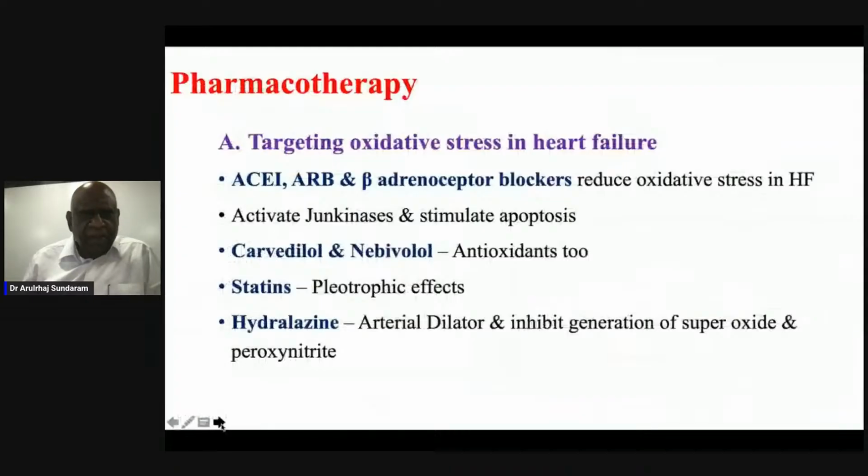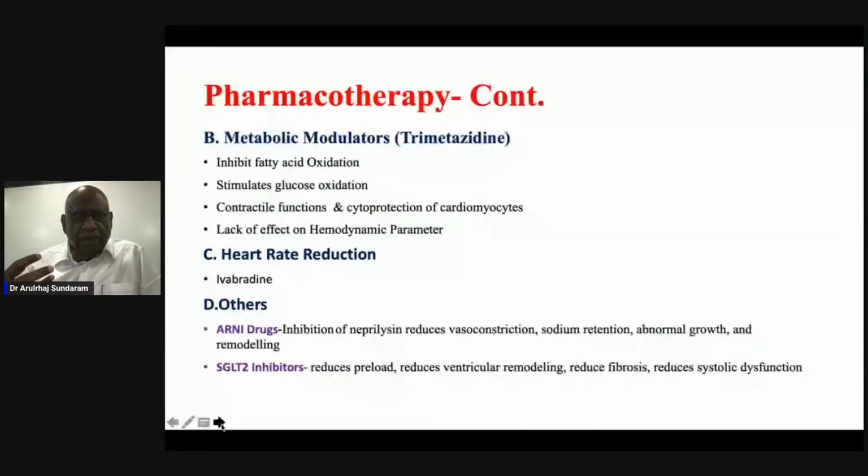In pharmacotherapy, the first principle is that we try to target oxidative stress by using ACE inhibitors, ARBs, and beta adrenoreceptor blockers such as carvedilol and nebivolol. Statins are very useful; you get multiple effects beyond lipid lowering. Hydralazine is an arterial dilator and inhibits generation of superoxide and peroxynitrite. The metabolic modulators come as a second group, trimetazidine. Now many things have been added into this group; we'll see subsequently. When the heart rate is high, earlier we used digoxin, but ivabradine is an excellent drug which reduces heart rate and keeps the failure under control.